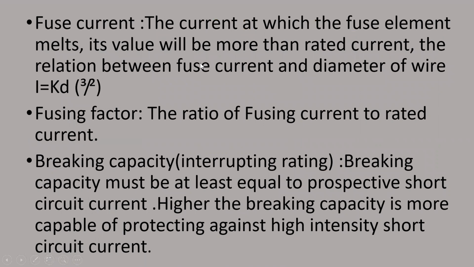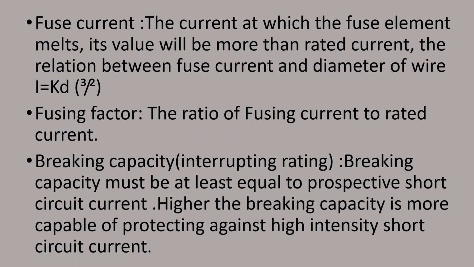The fuse rating, how to find out the fuse rating. The current at which the fuse element melts will be more than the rated current. Obviously, the current where the fuse element is going to melt will always be more than your rated current. The relation between your fuse current and the diameter of the wire: the fuse current is equal to K into diameter to the power of 3 by 2. And K is the constant of a fuse.